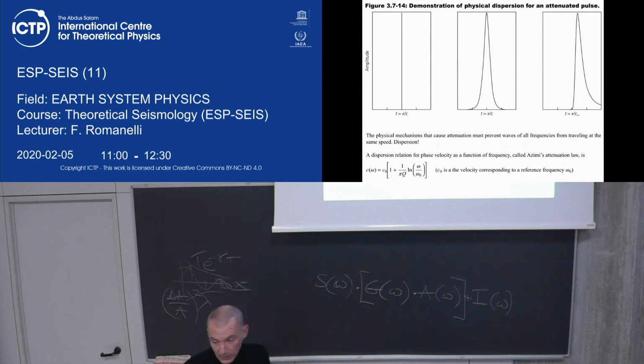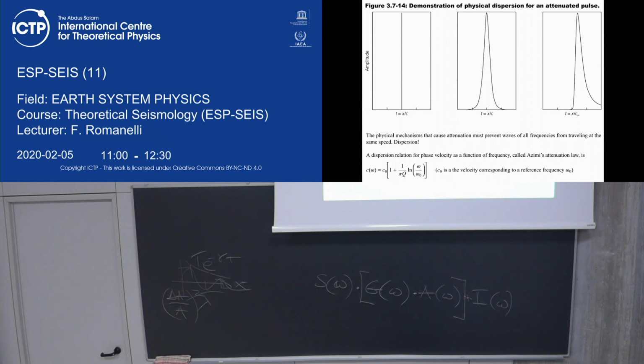By the way, the message to take home is a system with an absorption band, with a constant Q, not infinite, needs dispersion. And you can call it intrinsic dispersion. It's intrinsic because it's not a waveguide dispersion, it's a dispersion coming from the fact that we need to obey the causality principle.